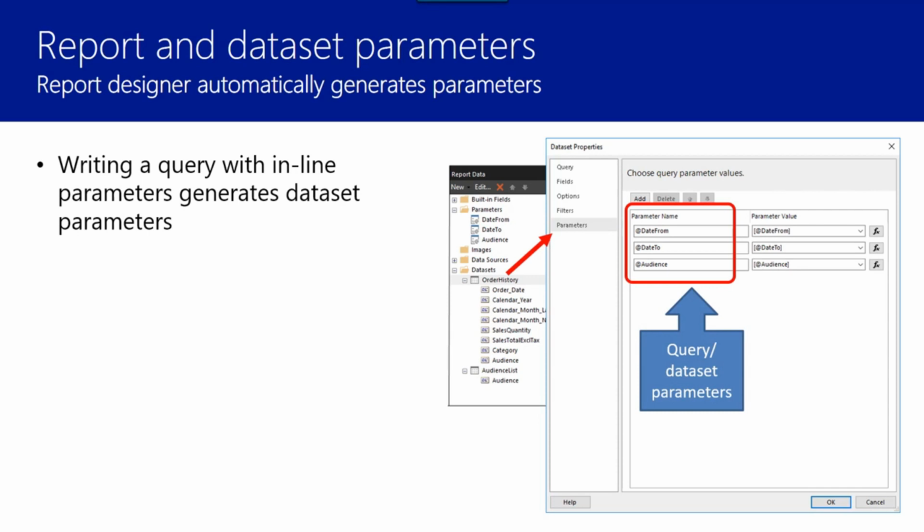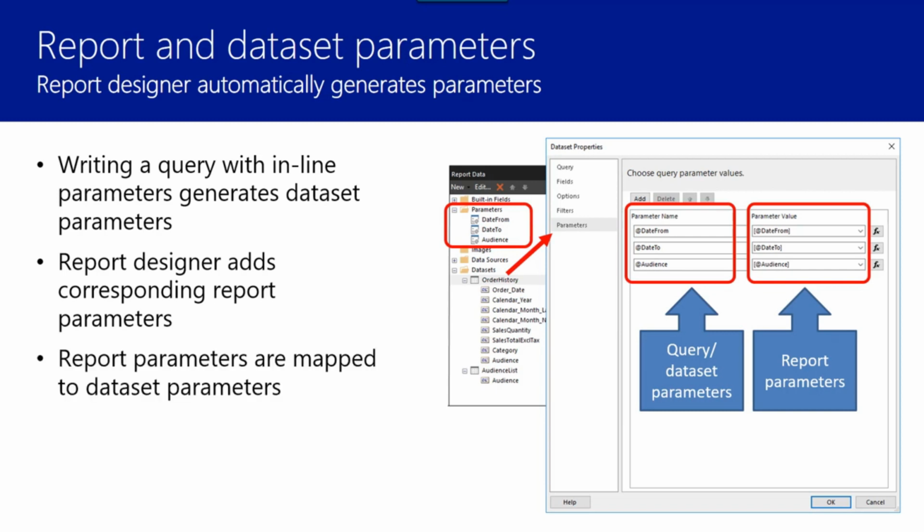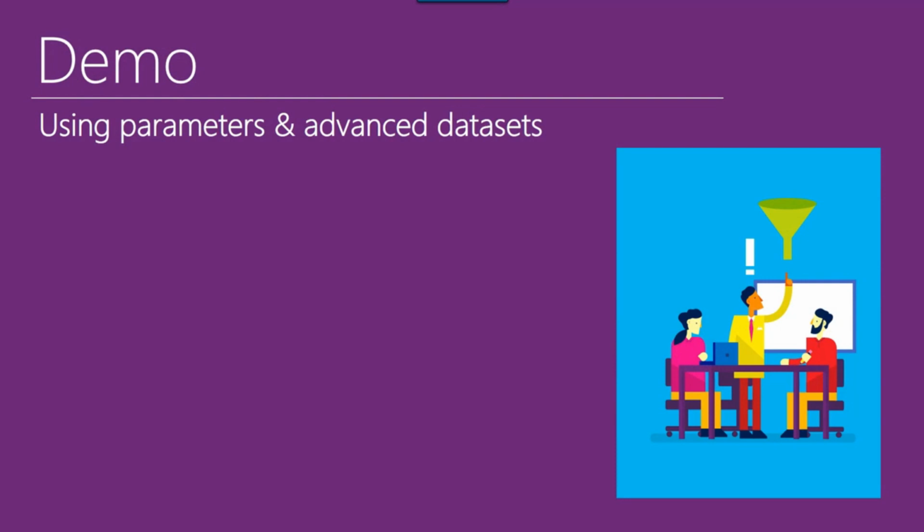When you write a query with inline parameters, this generates dataset parameters. So within my query, as I reference these three different parameters just within my T-SQL, the query designer automatically generates a dataset parameter for each of those parameters that I had created within my query. In this case, date from, date to, and audience. The report designer then adds three corresponding report parameters, which you see in the parameters list here in the report data window. Those are mapped to the dataset parameters viewed on the left side of the dataset properties. These are mapped up together so that our report parameters pass values to the dataset parameters, which in turn are passed into the query. Again, in a simple dataset, this is all done for you, but it's important to understand the mechanics of this process. Let's take a look at a demonstration now.